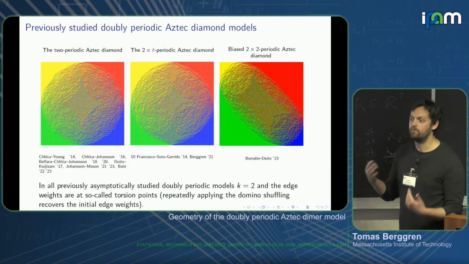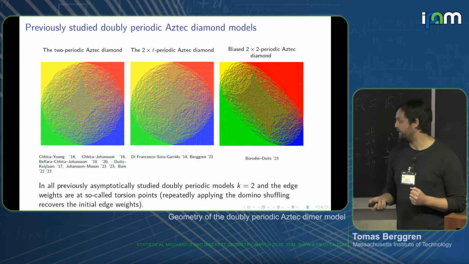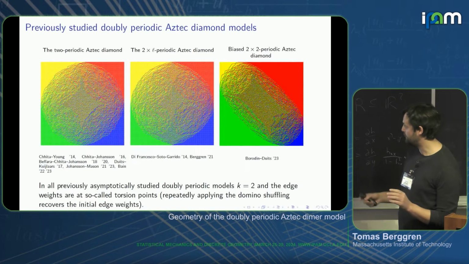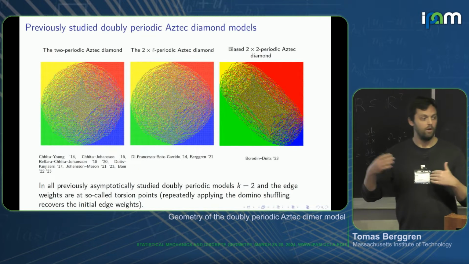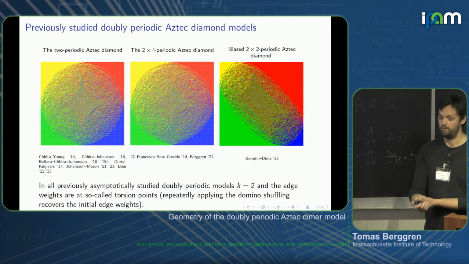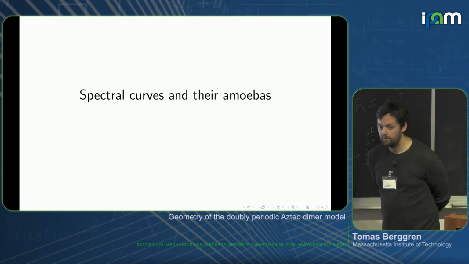there is some extra symmetry in the edge weights, which says that they are at a so-called torsion point. I will not go into that, which also simplifies the analysis. And we are able to go away both from the k is equal to 2 case and also this torsion point case. Okay, so that's the model.